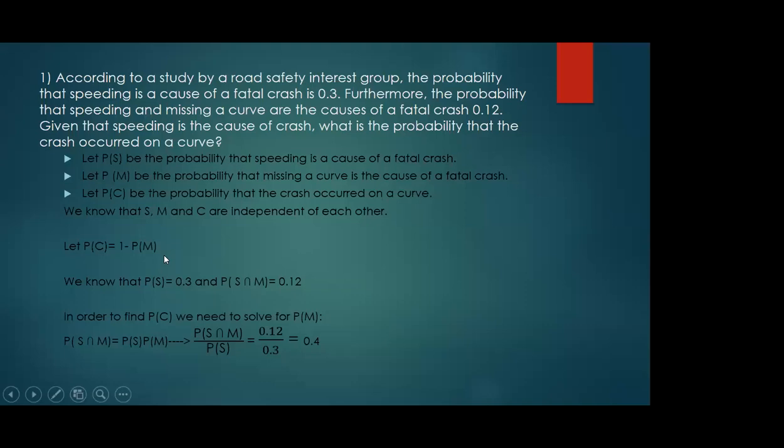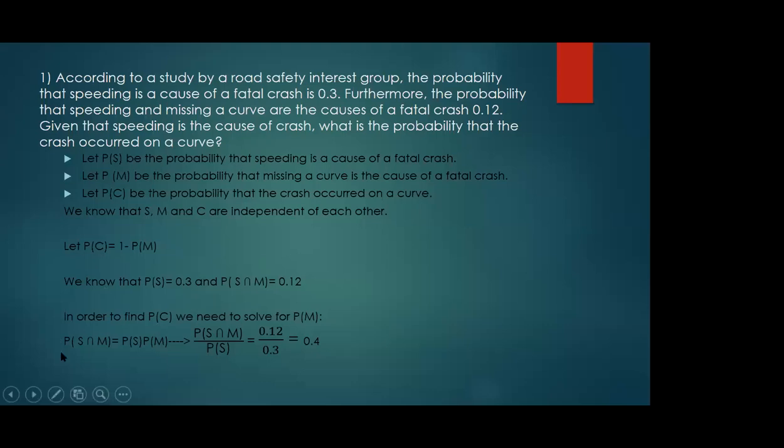We were given the probability of S, 0.3, and the probability of S intersect M, which is 0.12. Follow me. In order to find P of C, we need to solve for P of M. Because we don't know what the probability of M is, we don't know what the probability of C is. But we have values that can lead us to that.